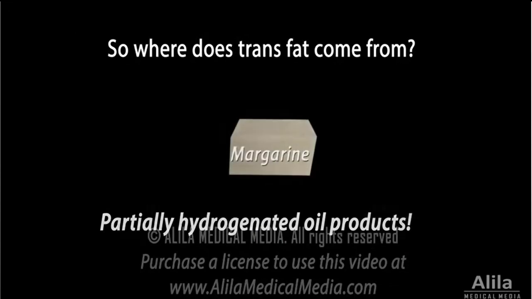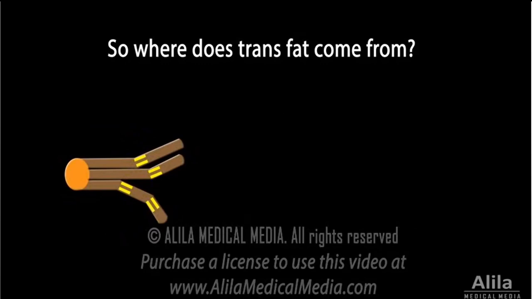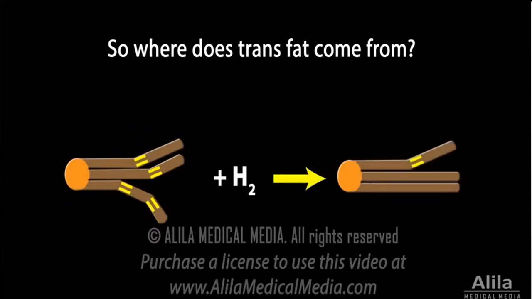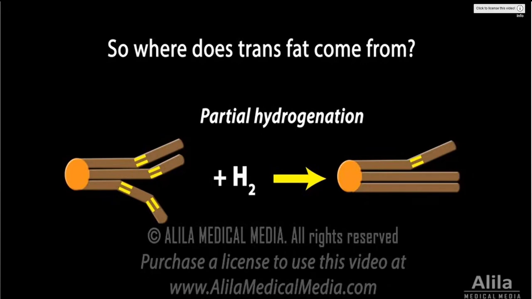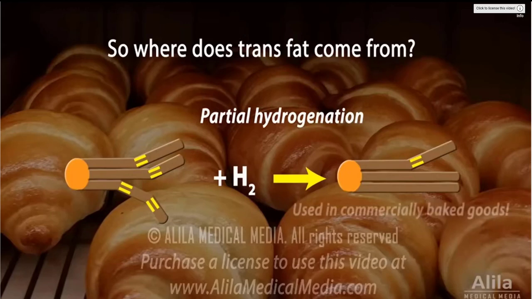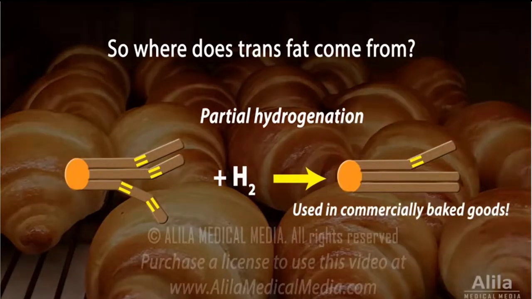Because unsaturated fats are less stable and spoil faster, food manufacturers add hydrogens to make them more saturated through a process known as partial hydrogenation. This process not only prolongs shelf life of vegetable oils, but also turns them into solid or semi-solid products, which are preferred by commercial bakers for their low cost and wide range of different textures.